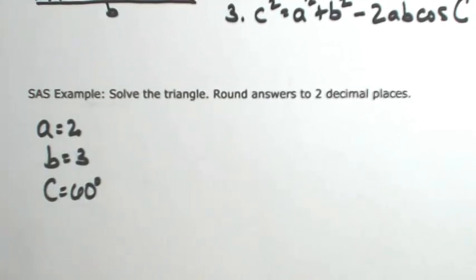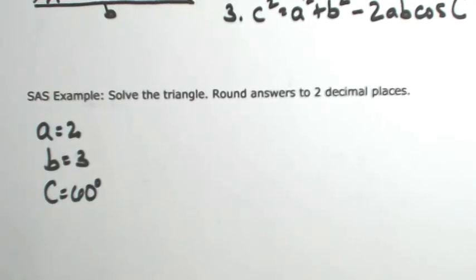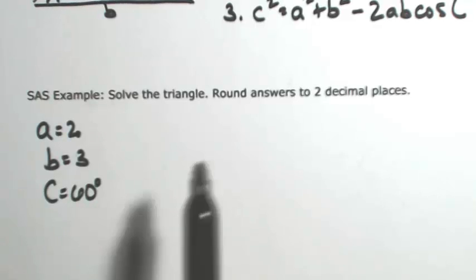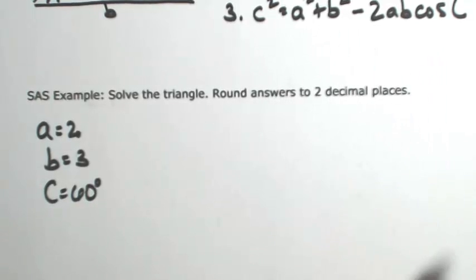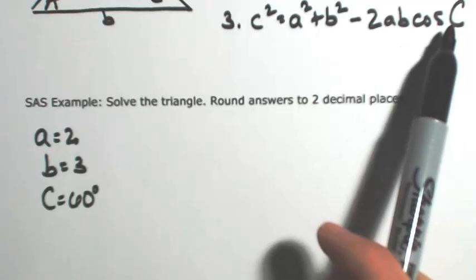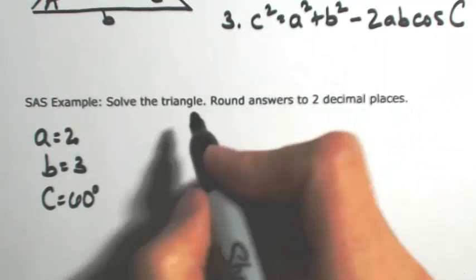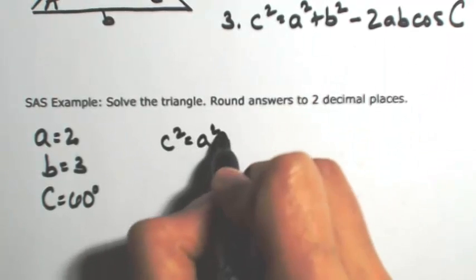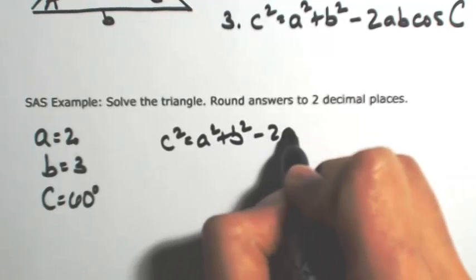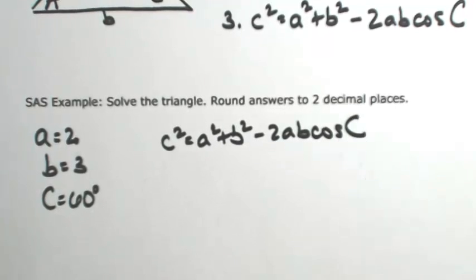Now you can tell immediately that the law of sines will not apply because I don't have an angle with a corresponding side. So there's no way the law of sines is going to work here. So I'm going to have to use the law of cosines. Since I have angle C, I'm going to use the third one. So I'm going to use c squared equaling a squared plus b squared minus 2ab cosine angle C.